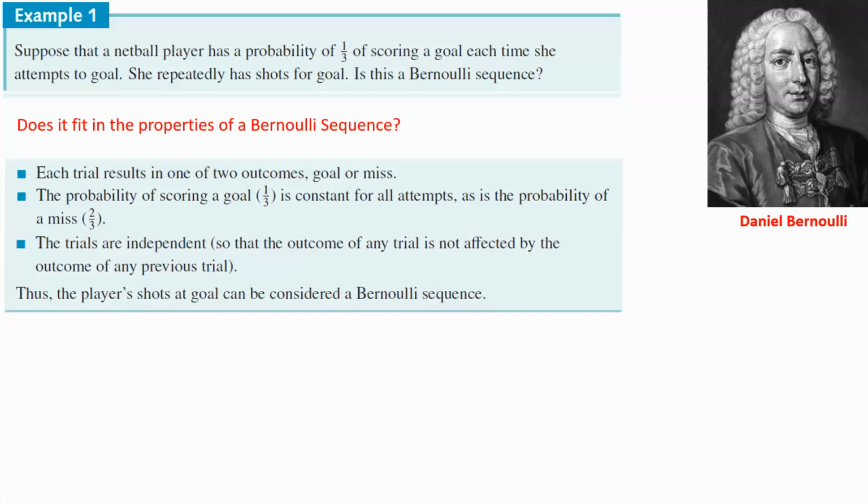So therefore, yes, this would be an example of a Bernoulli sequence, and hence you can also use binomial to distribute her data. Okay? So that's what a Bernoulli sequence is. Now, let's imagine this. Rolling a dice. Let's say that we're looking at how many threes we get in our trials.